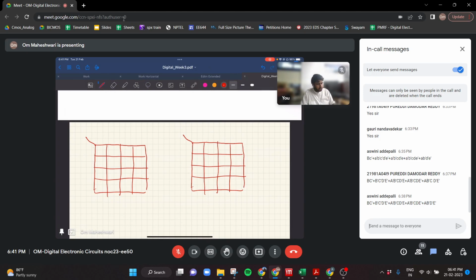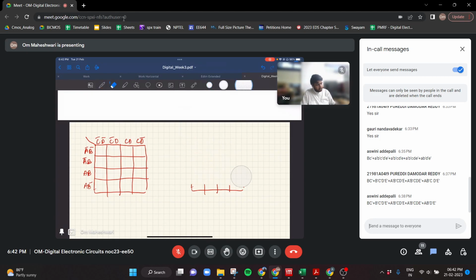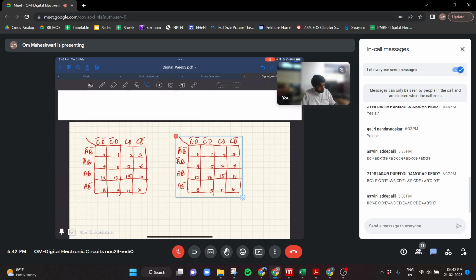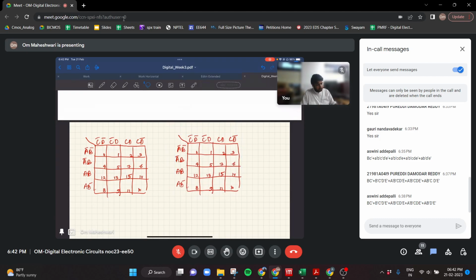So, four variable function: A bar B bar, A bar B, A B, A B bar, and C bar D bar, C bar D, C D, C D bar. Okay, leave it. So this one is not required. Then 0, 1, 3, 2, 4, 5, 7, 6, 12, 13, 15, 14, 8, 9, 11, 10. I'll just copy this now. Okay, great. So let us make this one for function 1.